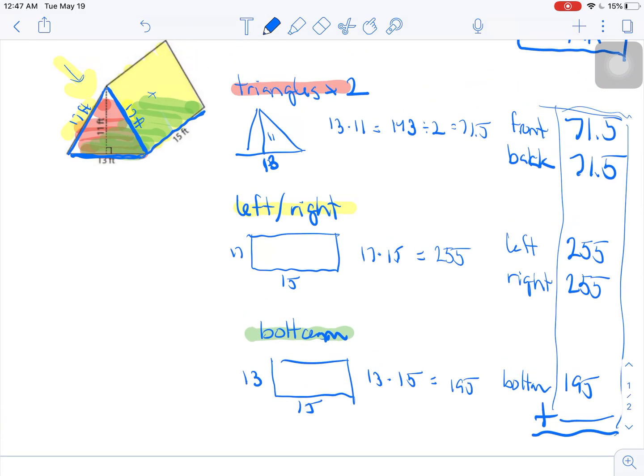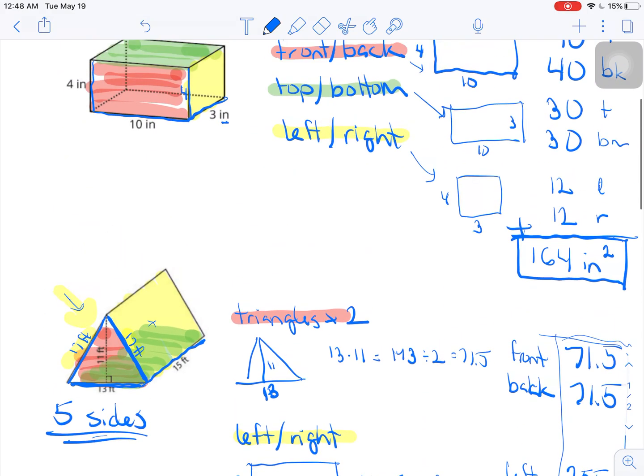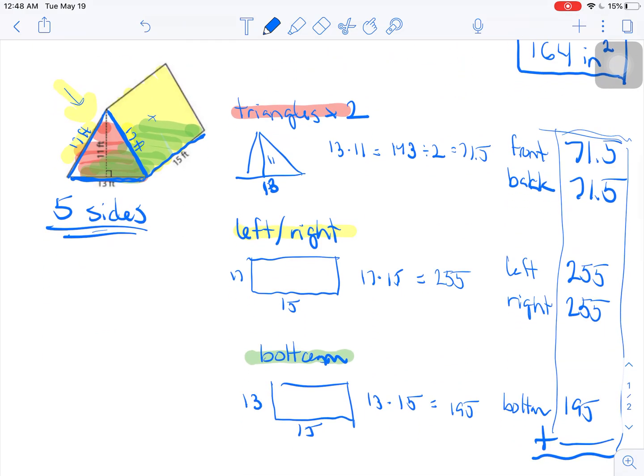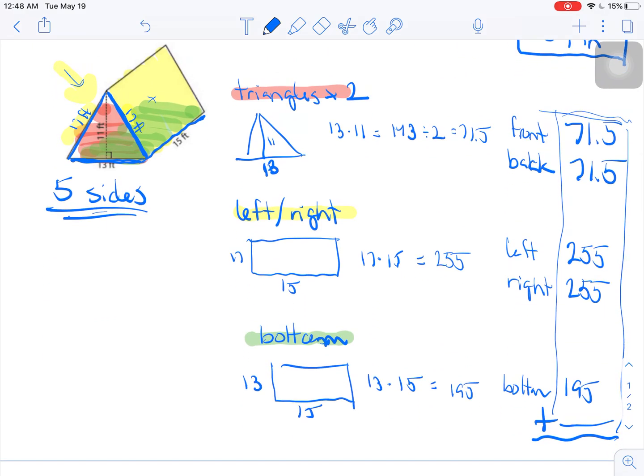So now what we have to do is we figured out all the sides, and we just have to add them all up. So a triangular prism will always have 5 sides. So that's a good way to check and make sure. You should be adding up 5 numbers for a triangular prism, and you should always be adding up 6 numbers or 6 sides for a rectangular prism. So that helps you to check your work to make sure you didn't miss any sides.